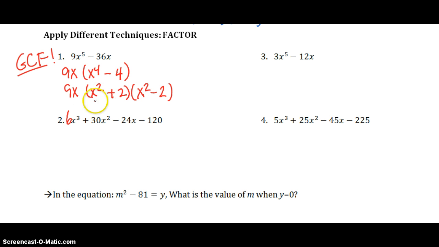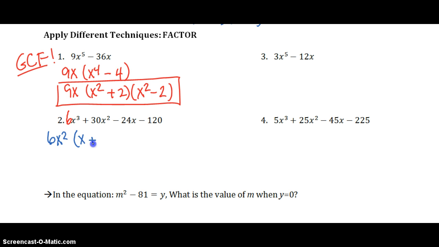Again, that x squared makes me stop and look. If this had been another square number, I'd have to take care of another difference of squares. But since it's 2, I have factored it completely. Number 2, after you put the 6 there, we have to factor by regrouping. So what's our greatest common factor? A 6 and an x squared.